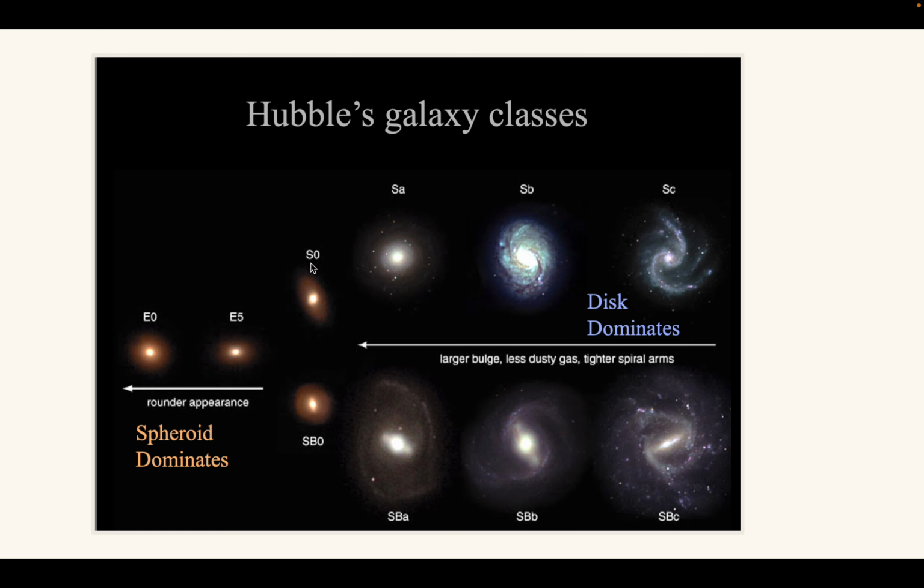S0 is the spheroidal galaxy. After the spheroid, you get the spiral galaxies. The spirals are SA, SB, SC, and the bulge dominated spirals are SBA, SBB, SBC, and along this way there are loose and tighter spiral arms.